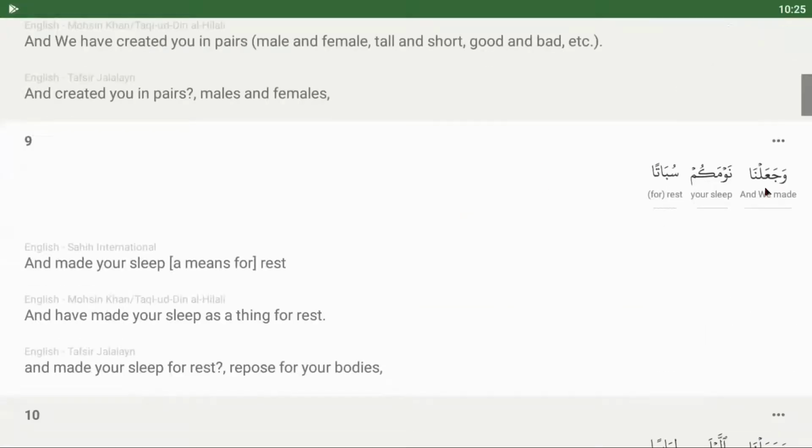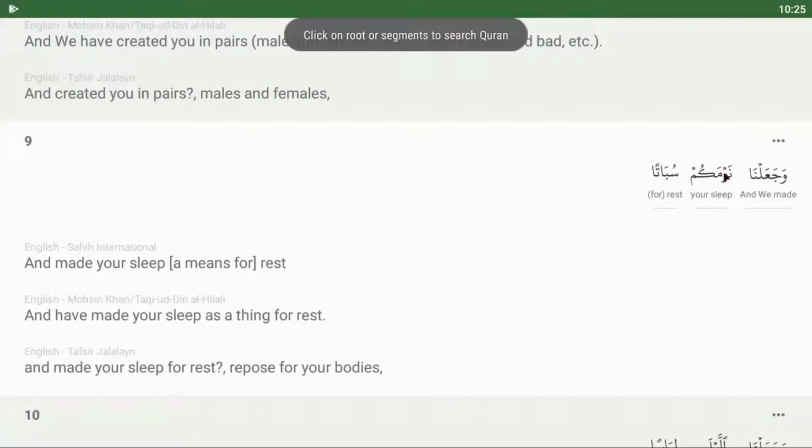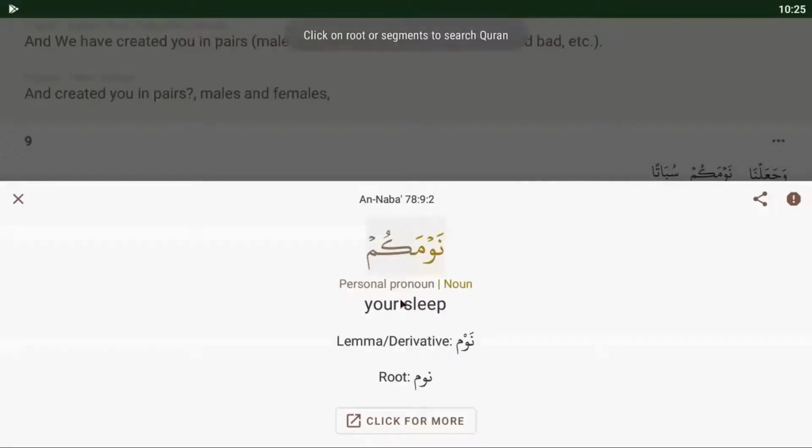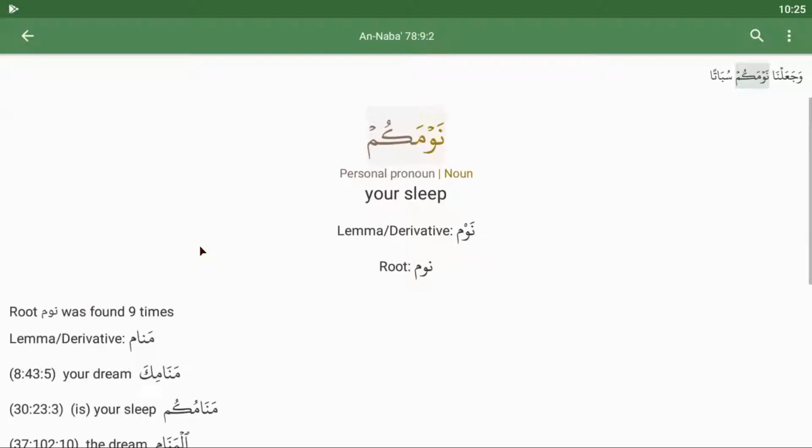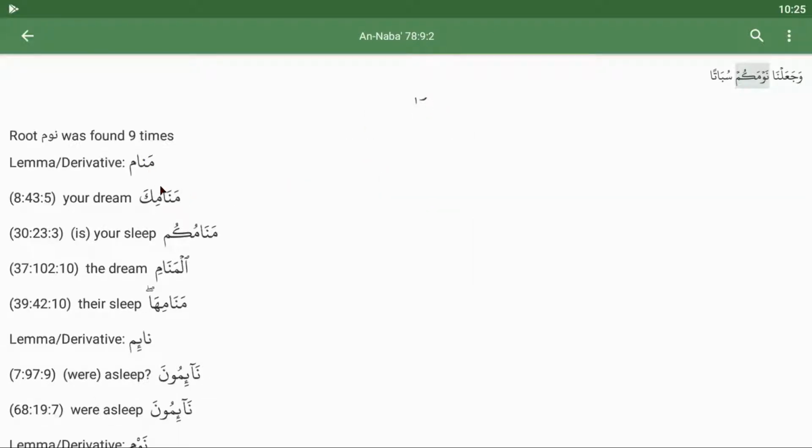He has made, جَعَلْنَا again, made نَوْمَكُمْ. He has made the sleep as what? Naum comes from sleep. Naumakum, your sleep. He says your sleep we have created, not his, because Allah doesn't sleep. Naum comes 9 times in the Quran, and one of those is manam. Manam, dream, has come.